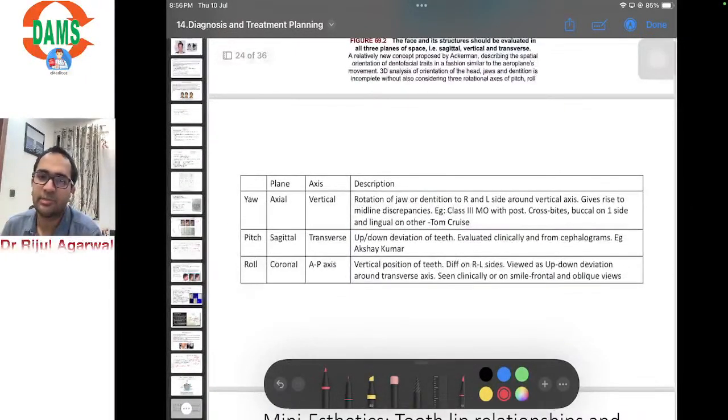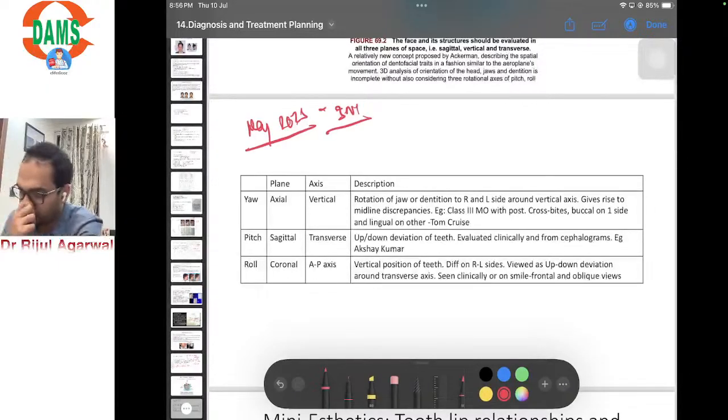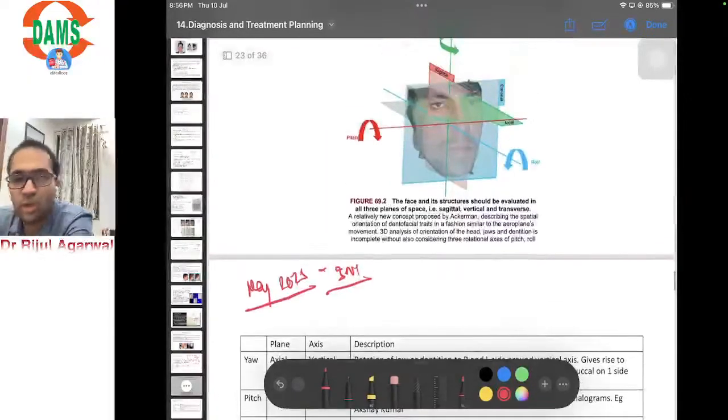In mini aesthetics, the first thing that comes is the table, which is very very important. Last 20 May 2025 it was part of your AIIMS May 2025 exam: pitch, yaw and roll. Okay, so what is important in this is pitch, yaw and roll. So how did this concept come? This concept came from the aerodynamics concept.